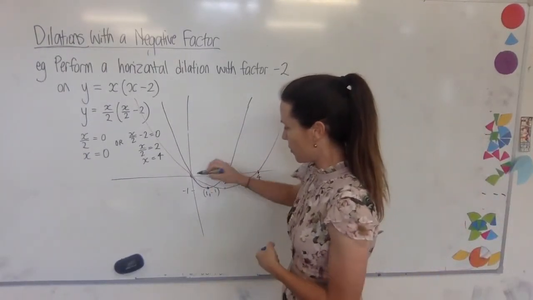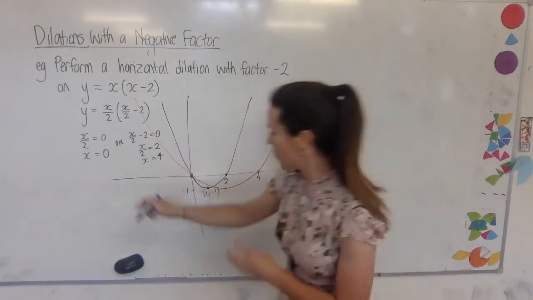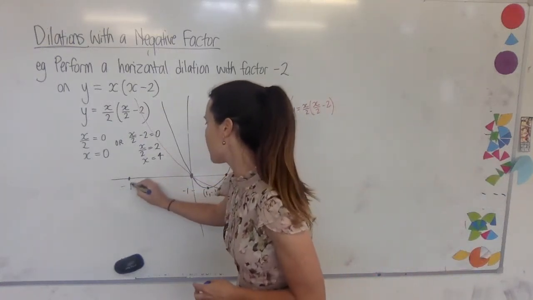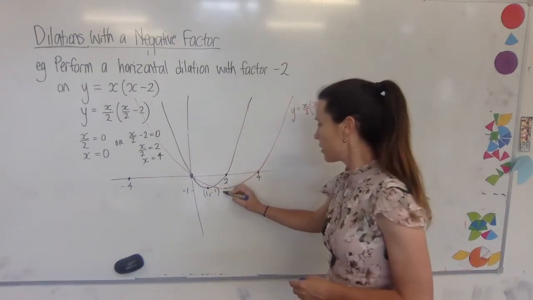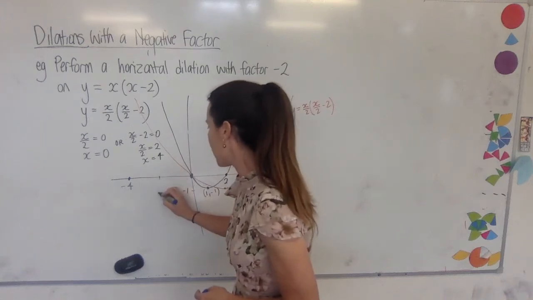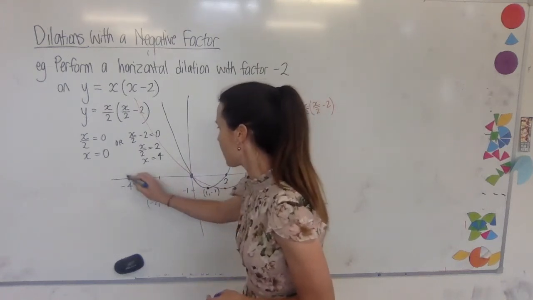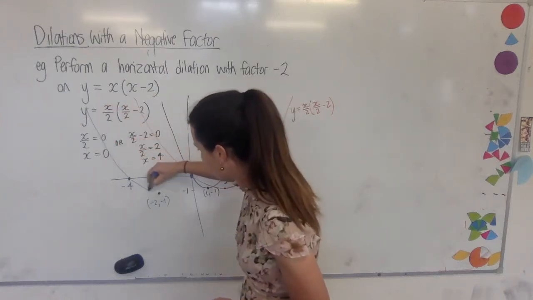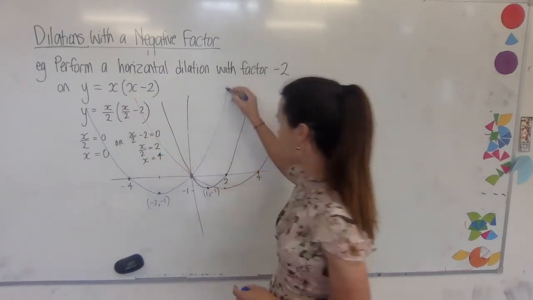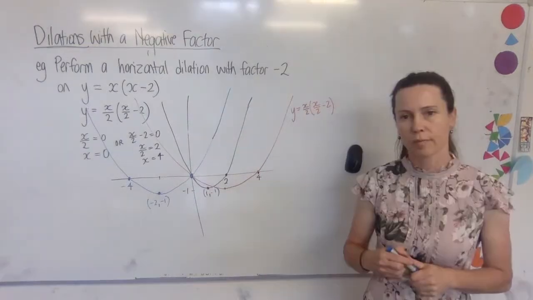This point, when it's flipped, is still going to be exactly where it was, but this one, instead of being here at 4, is going to flop over to the other side to -4. And this point here, which was at 2, -1, is now going to be at -2, -1. And now I've got enough points here to pretty much just rough in my parabola, and I've made my dilation, and this is my final answer.